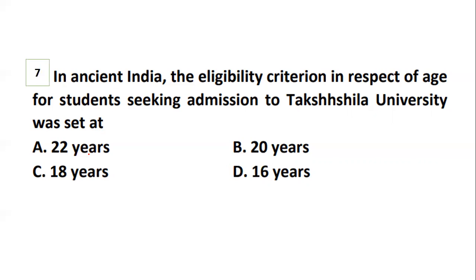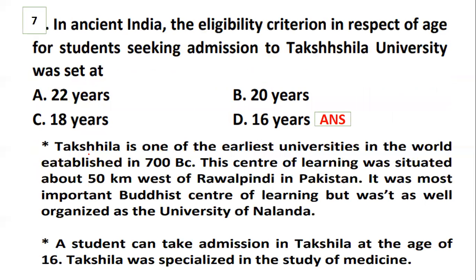Whether it is 22 years, 20 years, 18 years, or 16 years. So what is the age criterion mentioned? These are the various options, and you have to select the right option as per Takshila University. So yes, the right option is option D, that is 16 years. Let us have a look at it.